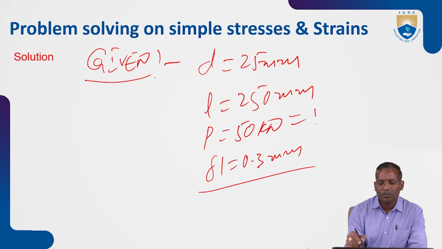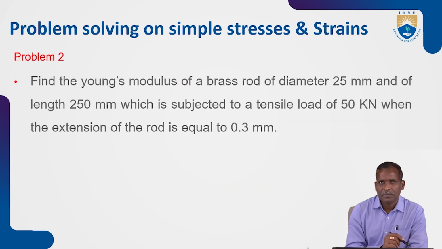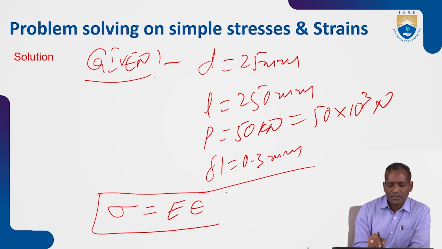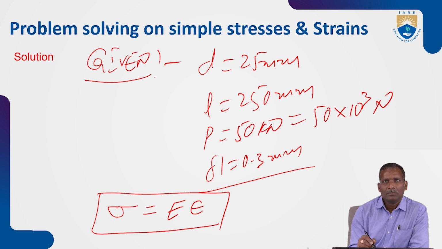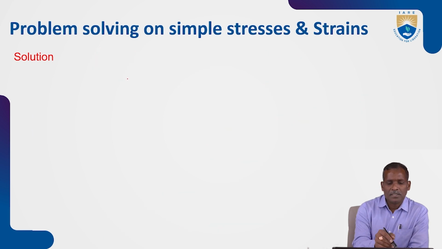So now converting to newtons, 50 into 10 cube newtons. So what has been asked? Find the Young's modulus. For Young's modulus, sigma is equal to E into strain, as per Hooke's law, the stress is directly proportional to strain. So Young's modulus E is equal to sigma by strain. So what is sigma? Stress.